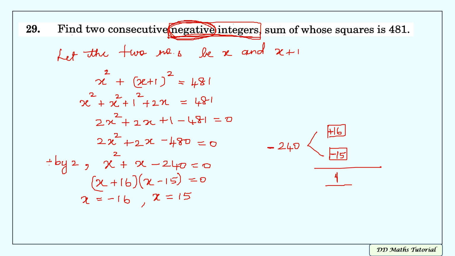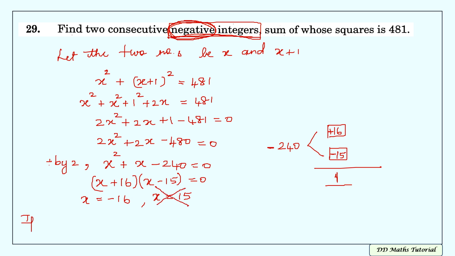Suppose if it is a positive integer, we should consider only the positive integers. If it is not mentioned either negative or positive, we have to consider both the integers and get two values of negative numbers and two values of positive numbers. So in this case, we should not be considering x is equal to 15.